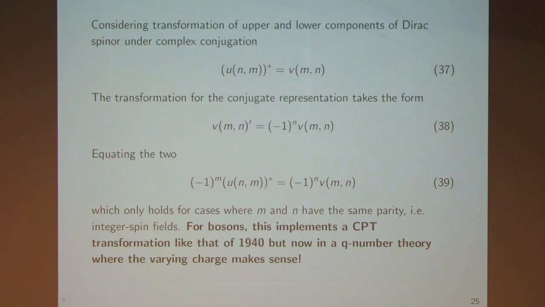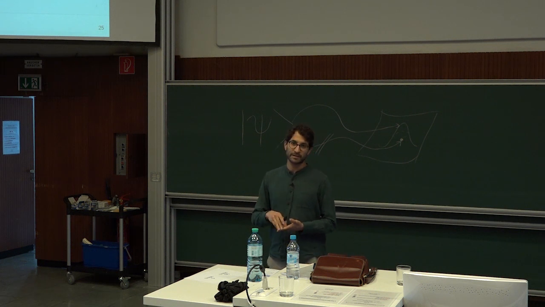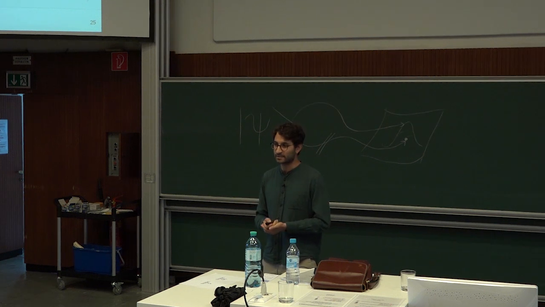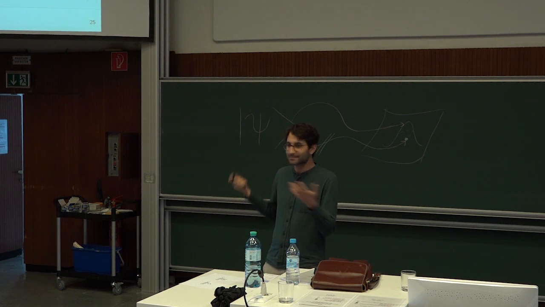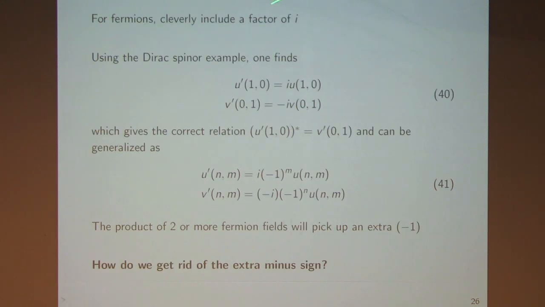And so we generalize it like that, and then if we consider that the upper and lower component transform into each other, then we're going to have a transformation like here for the lower component. And if we equate the two, we find that they don't match unless m and n have the same parity. And that's going to be true for bosons. So for bosons, this already gives a CPT transformation that leaves all covariant equations covariant, and which doesn't require anything except, so far I haven't shown you why it requires spin statistics, but it requires relativity at the very least at this point. But for fermions, that doesn't work. So the way to fix it is to include a factor of i. Then you get the right relation, and you can generalize it like this.